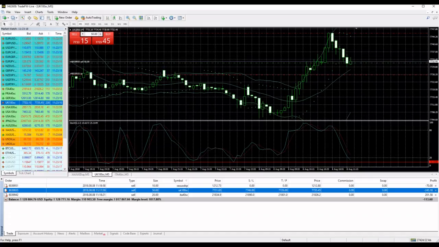And on Italy 40, we are making already $200 profit. Let me write them down. So I entered short Italy 40 at 21,834, and my stop loss is at 21,890, and my take profit is at 21,801. So we are making right now on Italy 40 $300, guys. This is wonderful, wunderbar.